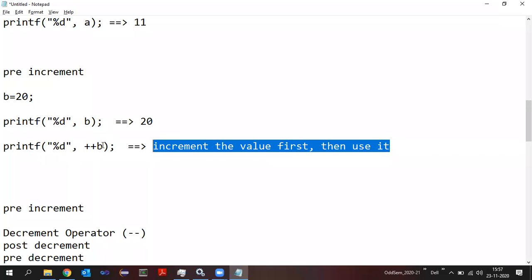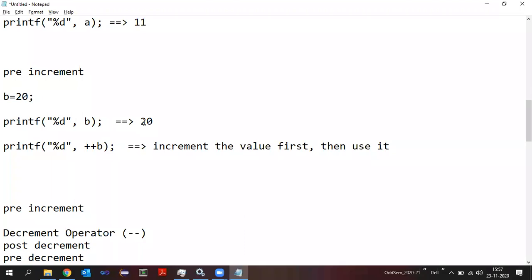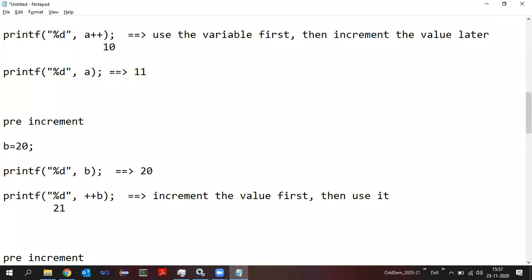Means b value is what now? B is 20. Before you use it, you increment it. Why before? Because it is pre-increment. So b will be incremented to 21. Why 21? It has to add 1 to the 20. So it becomes 21, and then the 21 will be displayed when this statement is executed. If you notice the difference between this pre and post, what happens?